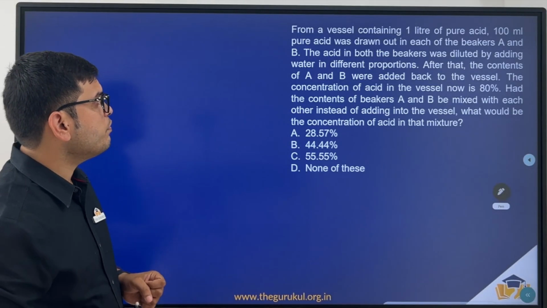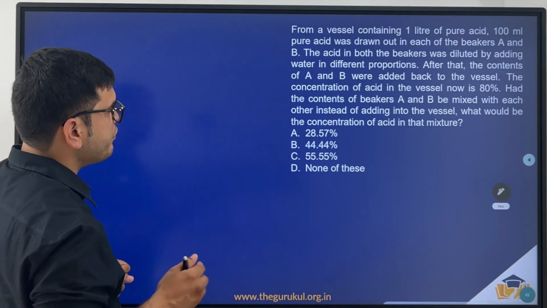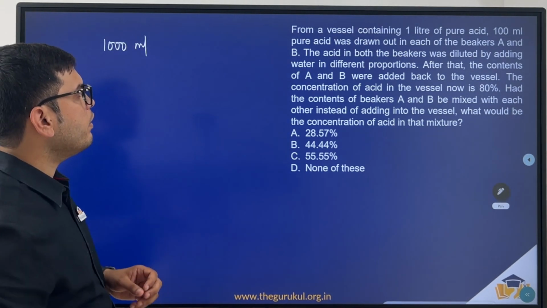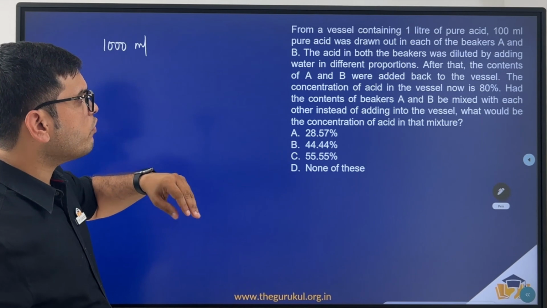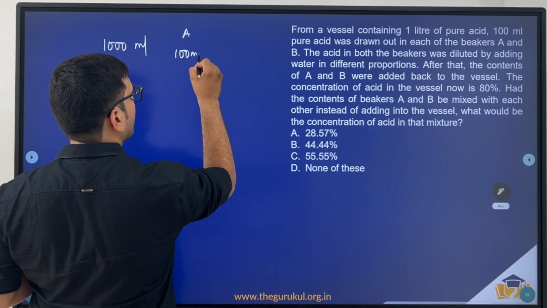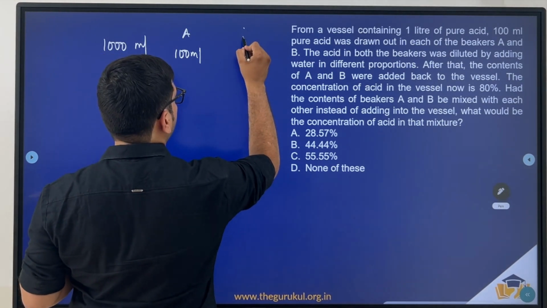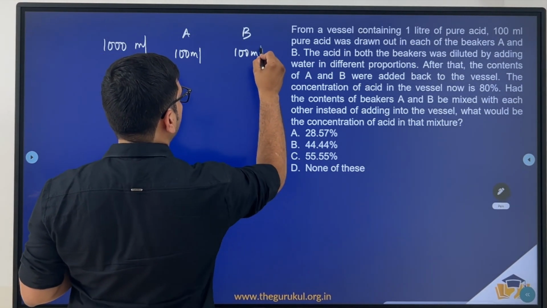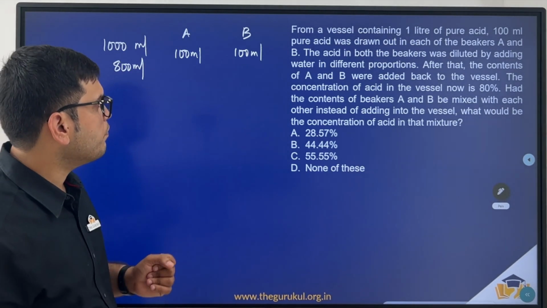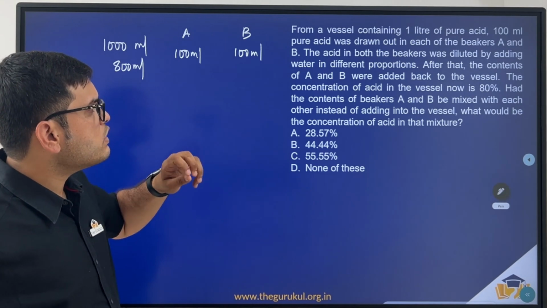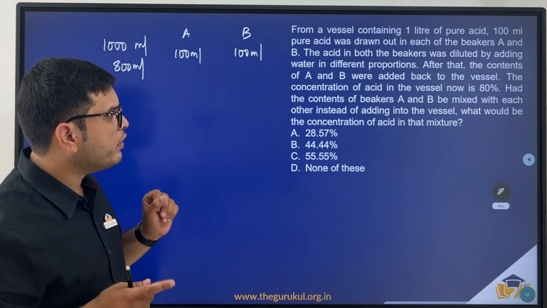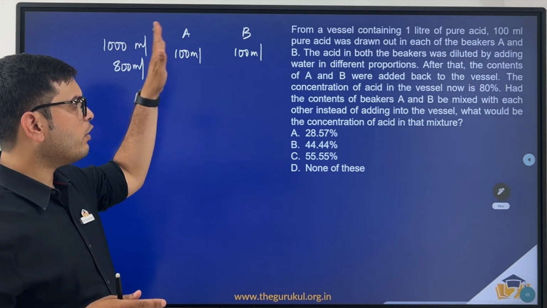Now coming to the third question, from a vessel containing 1 liter of pure acid, so you have 1000 ml of pure acid, 100 ml of pure acid was drawn out to each of the beakers A and B. So you will be having 100 ml in beaker A and 100 ml in beaker B. Then you will be having 800 ml of acid in the initial vessel. The acid in both the beakers was diluted by adding water in different proportions. Now after that, the contents of A and B were added back to the vessel.